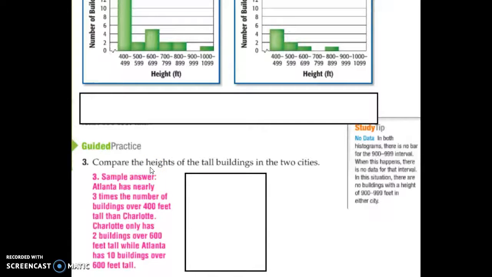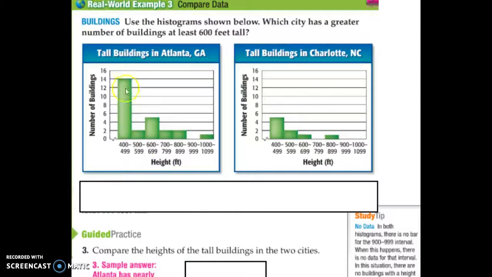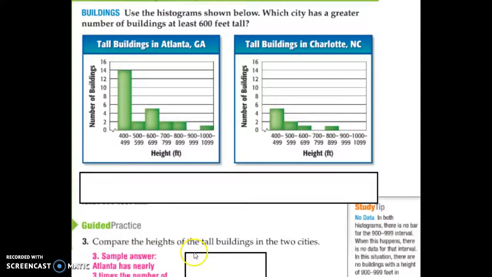So when they ask you to compare, just talk about what the data looks like. Atlanta has most of them in that range. Charlotte has most of them in that range. Atlanta clearly has more tall buildings than Charlotte. Atlanta's a bigger city. So just write some things you know. It doesn't have to be specific. Just interpret the data.